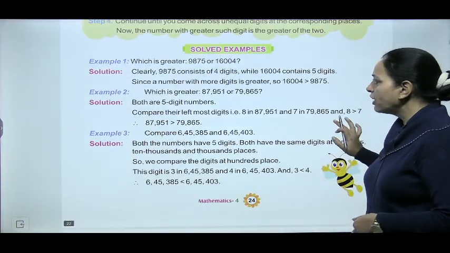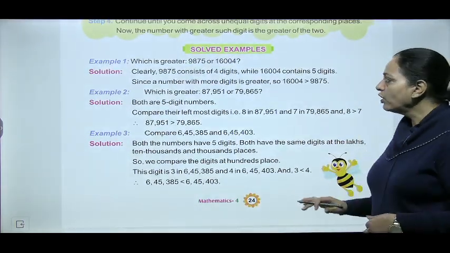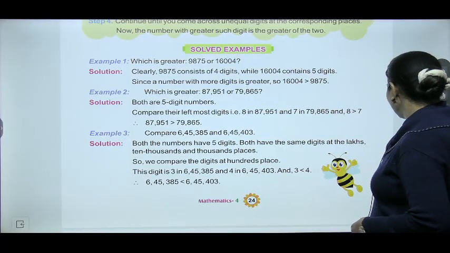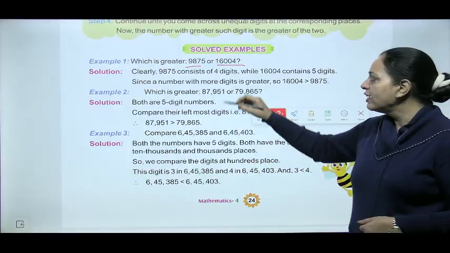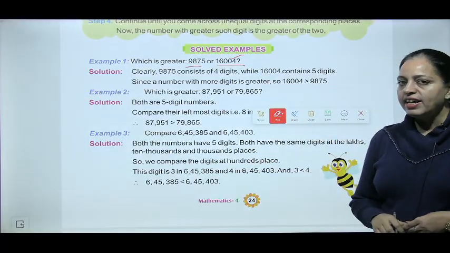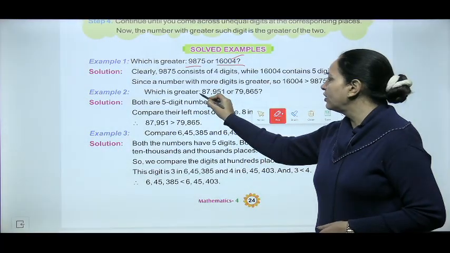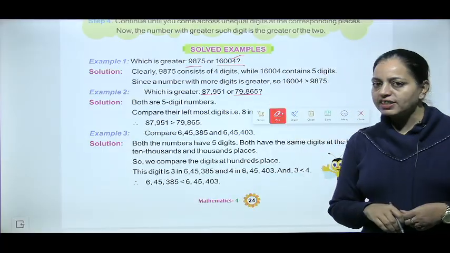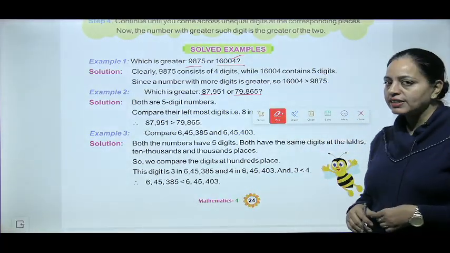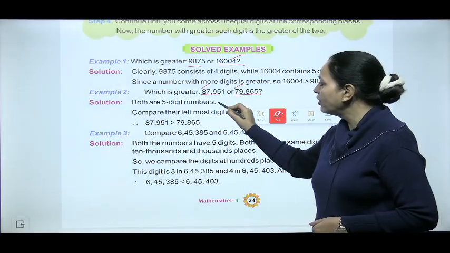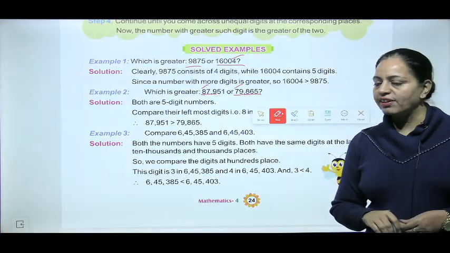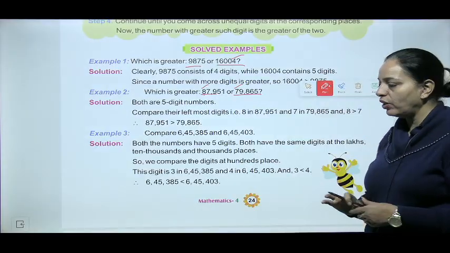Now we have some solved examples. Example 1, which is greater? We have a 4 digit number and this is a 5 digit number. So of course this is greater. Example 2, which is greater, this or this? Both are 5 digit numbers. So now do a comparison of the first digit. This is 8, this is 7. So of course this is greater. The first number is greater.